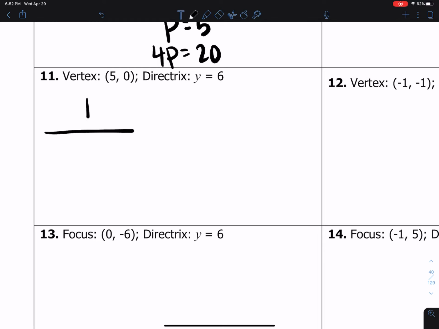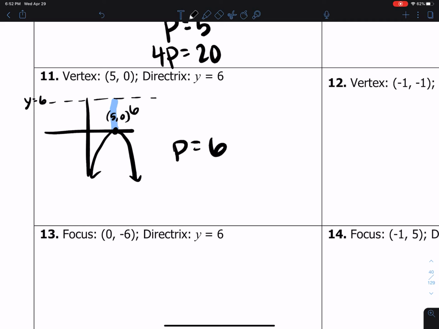So let's graph this. We have the vertex at 5, 0. And then the directrix is at y equals 6. So we're going to go up here to y equals 6. This tells us that it's opening down like this. The distance between here and here is going to be 6 units, because on the x-axis up to y equals 6 is just 6 units.